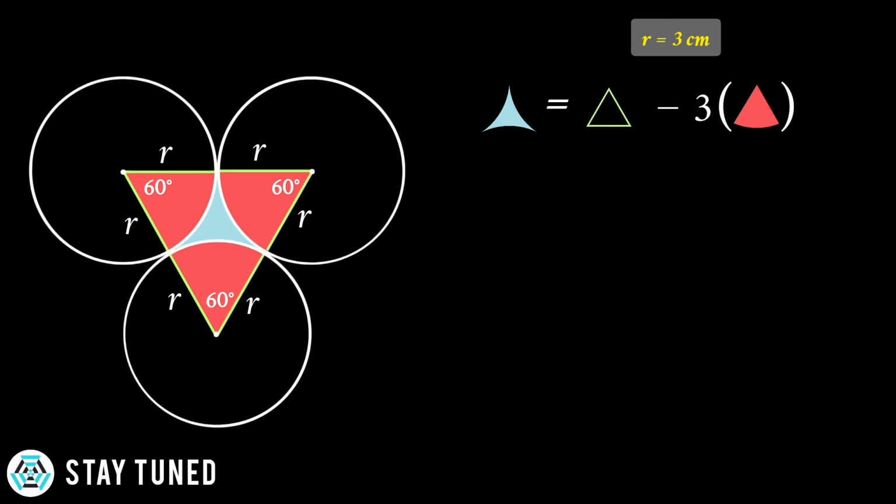We now begin our simplification. The area of an equilateral triangle is root 3/4 times its side squared, and the area of a sector is theta by 360 times pi r squared. We will substitute this formula in our original equation. Next, we will put the value of the side of the equilateral triangle as 2r, and the central angle of the sector as 60 degrees from the figure.